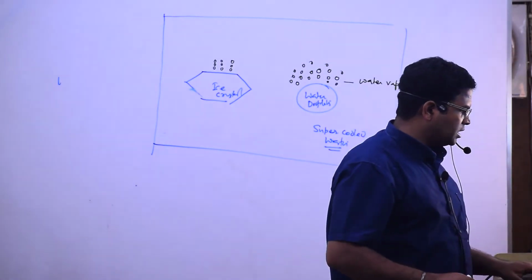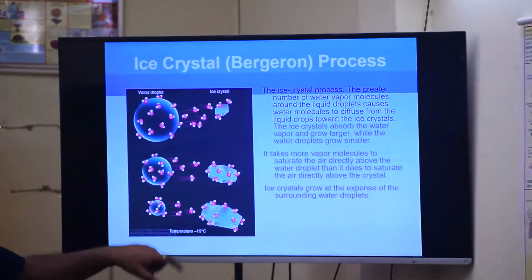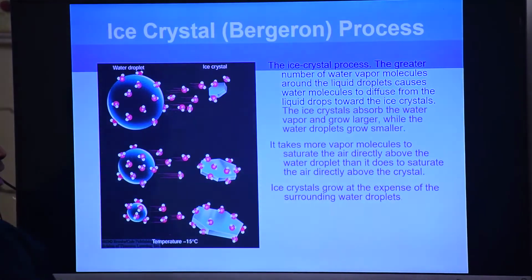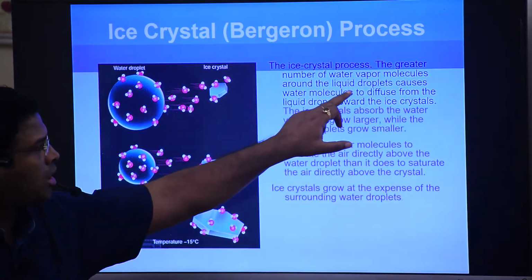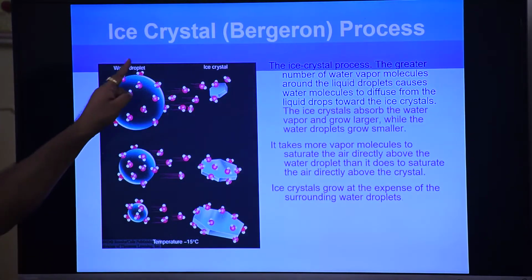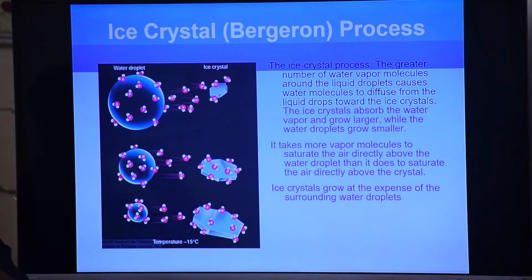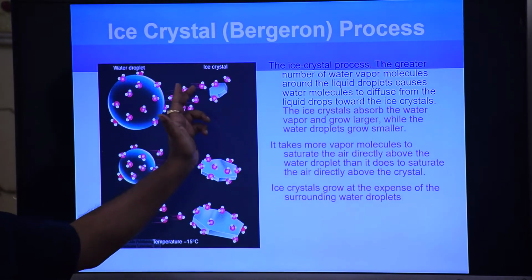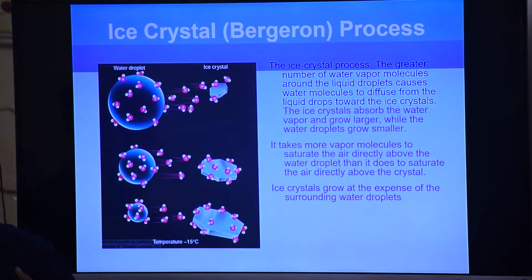And now I said that this water vapor started going towards the ice crystal. Look carefully. The greater number of water molecules around the liquid droplets causes water molecules to diffuse from the liquid droplets to the ice crystal. Here the water vapor pressure near the droplets is greater and here it is less, so they started diffusing. Then the ice crystal absorbs this water vapor and converts into a large ice crystal.